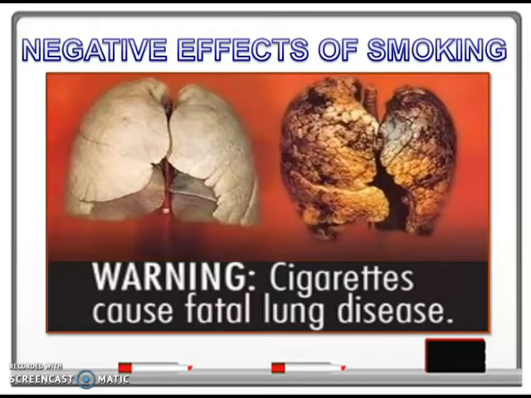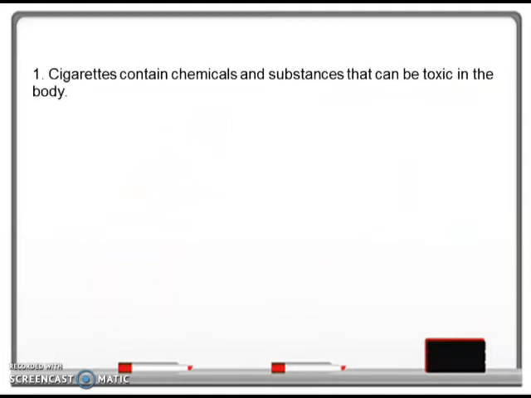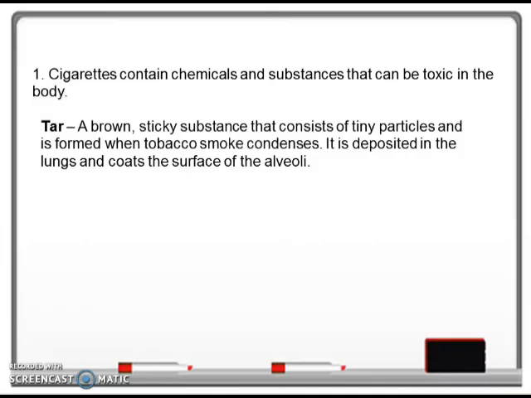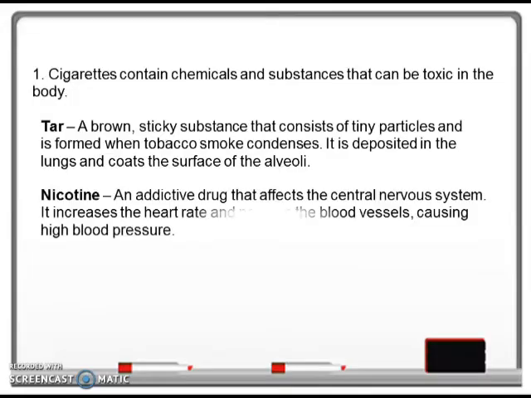So now let us discuss the negative effects of smoking. Warning: cigarettes cause fatal lung disease. Number 1. Cigarettes contain chemicals and substances that can be toxic in the body. Tar is a brown sticky substance that consists of tiny particles and is formed when tobacco smoke condenses. It is deposited in the lungs and coats the surface of the alveoli.